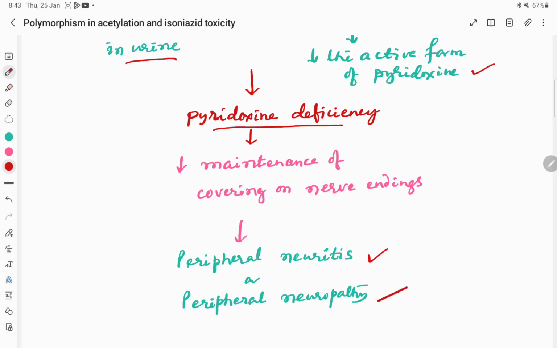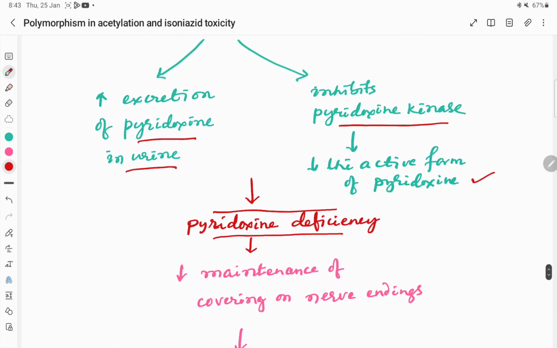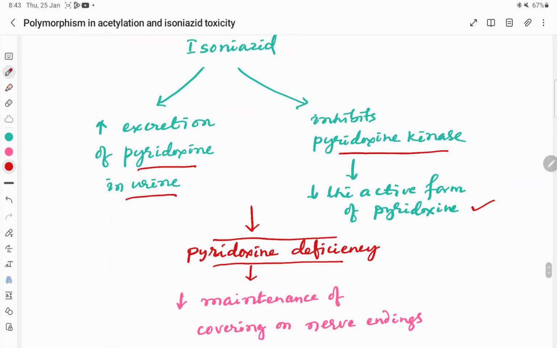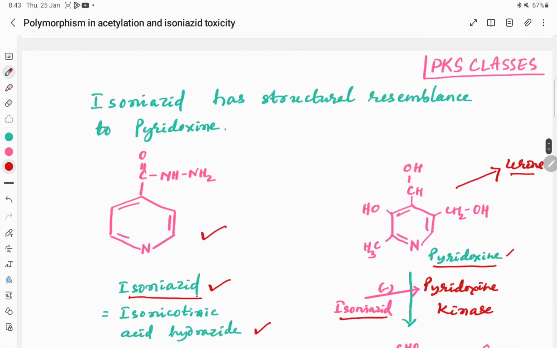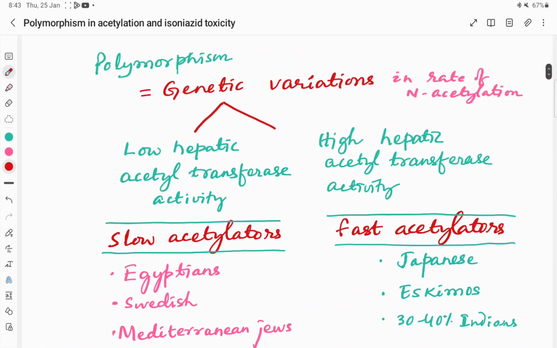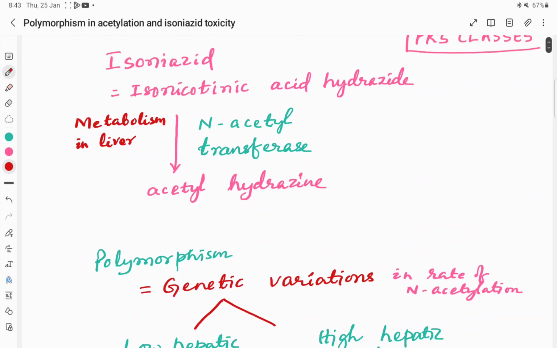So isoniazid causes peripheral neuropathy because of pyridoxine deficiency. And how does it do that? By inhibiting pyridoxine kinase. So one way, it inhibits the conversion of pyridoxine to its active form, that is pyridoxal phosphate. Second, the pyridoxine accumulation will lead to an increase in excretion of pyridoxine, because pyridoxine is also excreted unchanged.